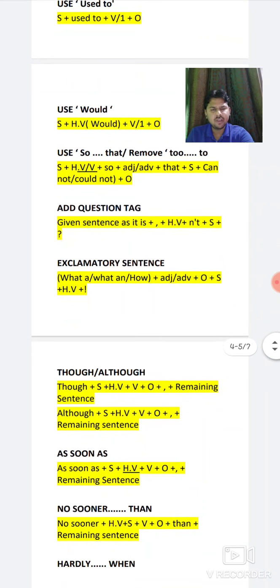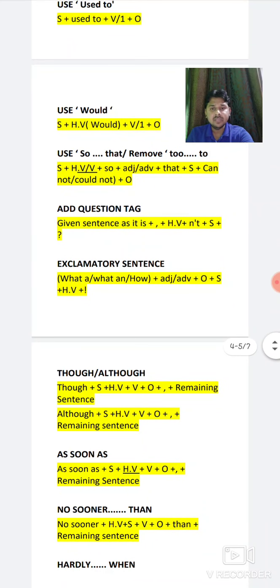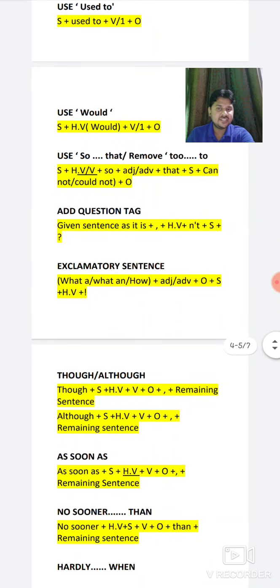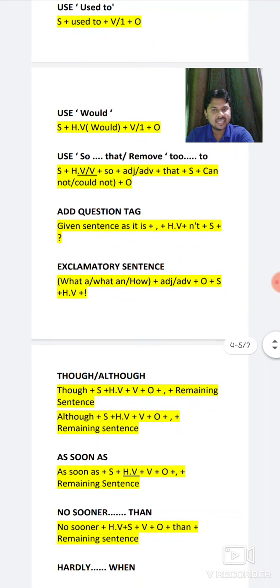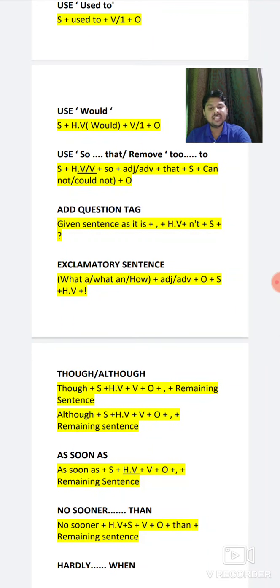Like that, another important and compulsory topic for students from 5th to 12th standard is known as what? Add question tag. Sometimes it will come as add question tag, sometimes as add tag or tail tag; any one name it will come. So what structure do you have to follow? Look at the structure. While you are making the answer, first of all, write the given sentence as it is. No changes, no spelling changes, write it down as it comes.